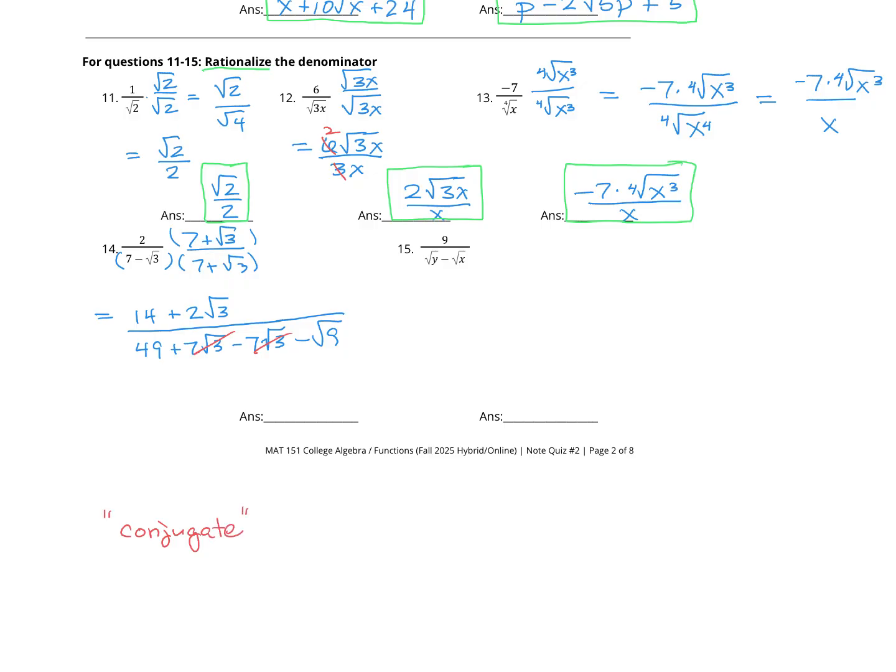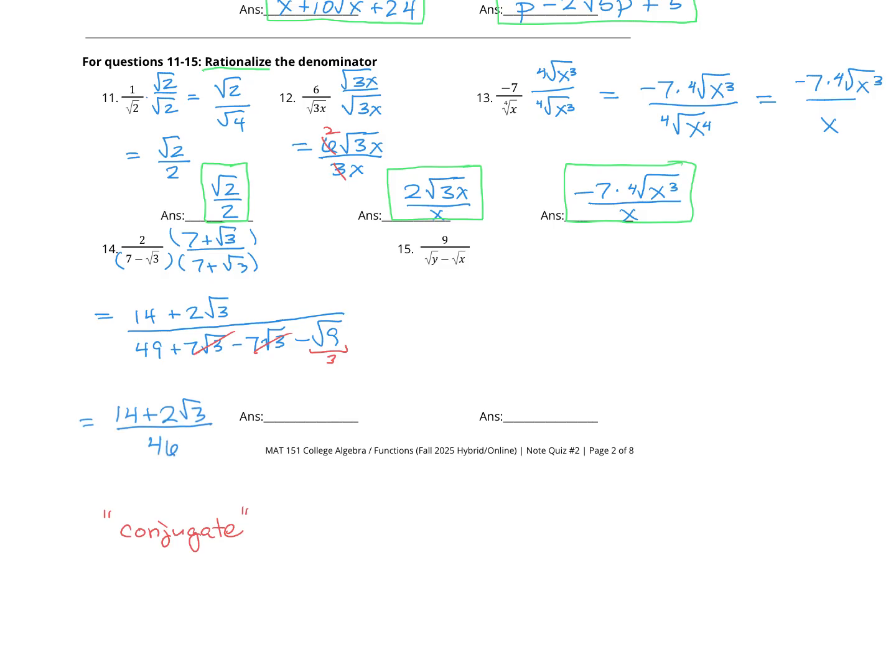And you will also further notice that the square root of 9 is really just a 3. So this is going to be 14, I'll put it over here actually, 14 plus 2 square root 3. And for our denominator, that's going to be 49, take away 3, which is going to be a 46.